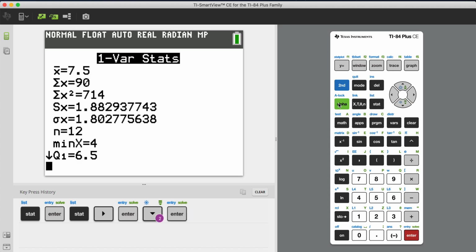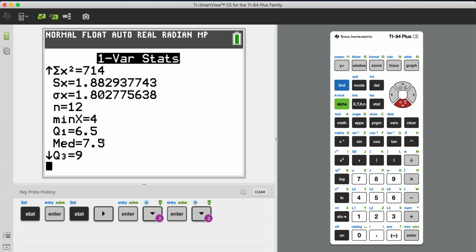When we look at this, we see that the sample mean is 7.5. You can arrow down and see that the median is also 7.5. This gives you a good idea of what the shape of the distribution is going to look like. Because the mean and the median are exactly the same, we should understand from previous chapters that this is a symmetric distribution.